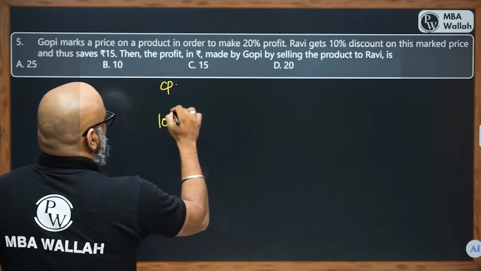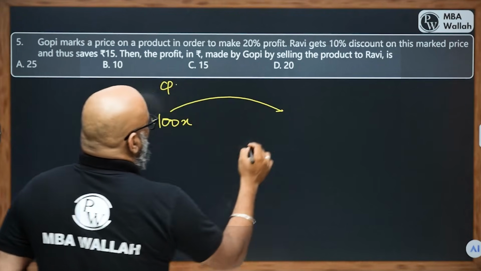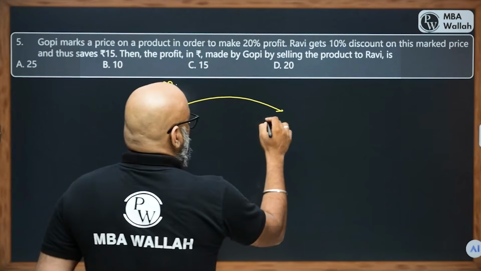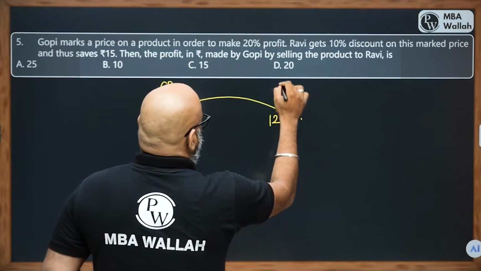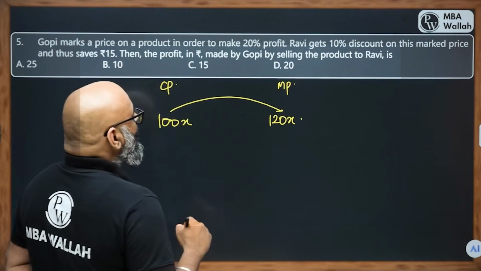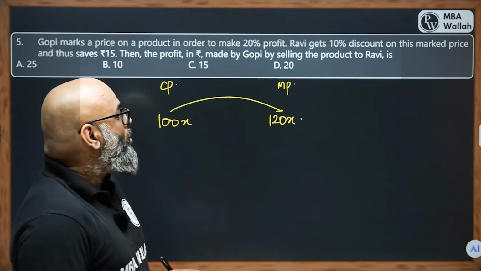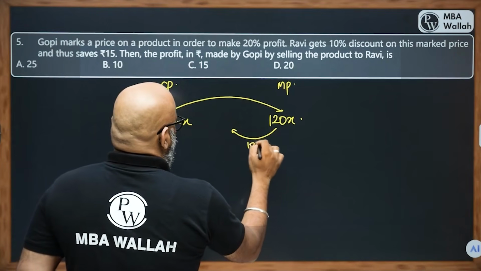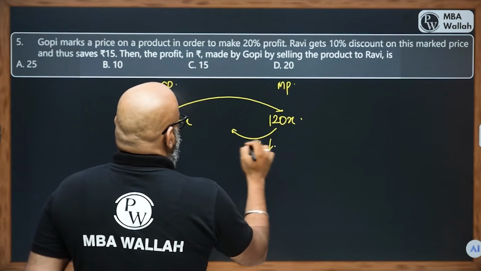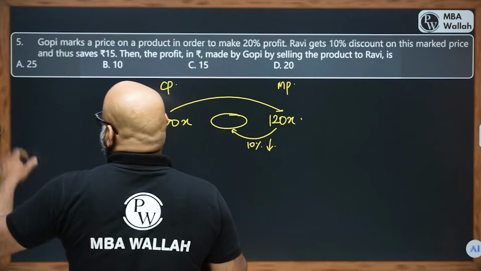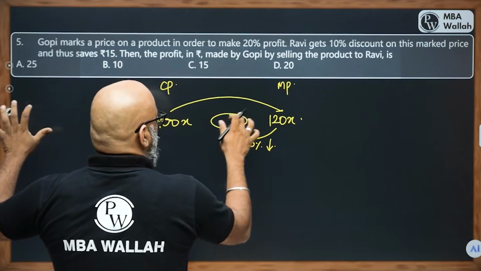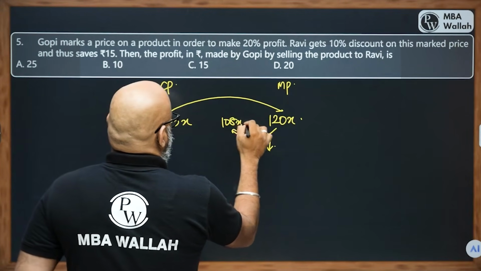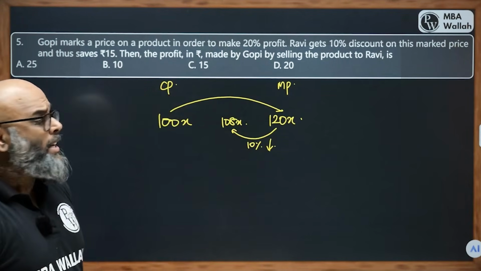Cost price is 100x. Now Gopi is marking it up by 20%. So it will be 120x here. But then Ravi gets a 10% discount on the marked price. So from here, he gets a 10% discount. That will be his selling price. Now 10% discount on 120x will be 12x. So it means 108x. It's a 10% decrease.